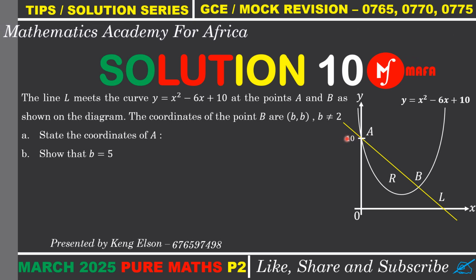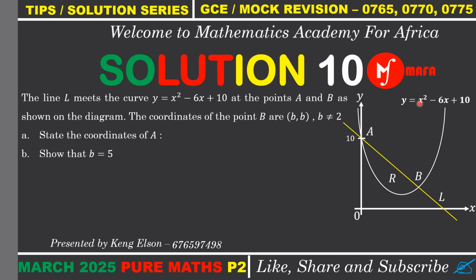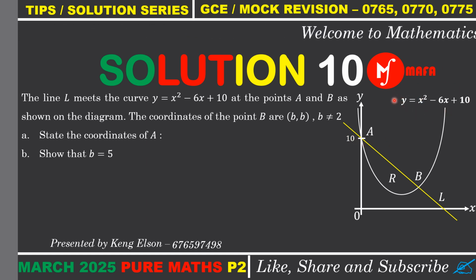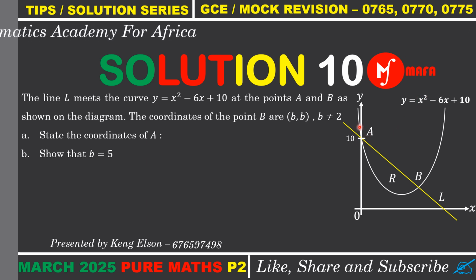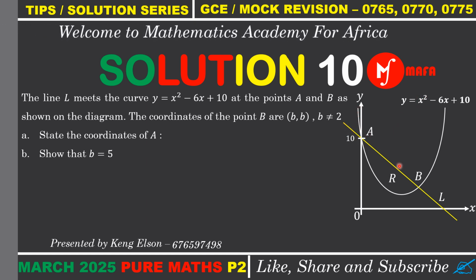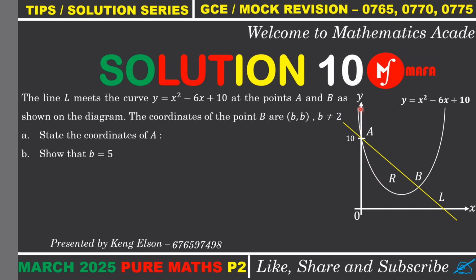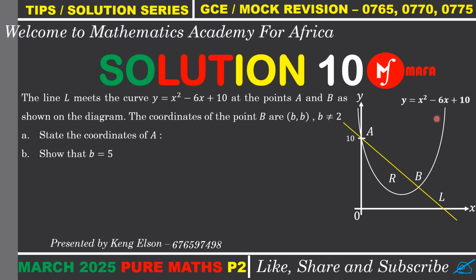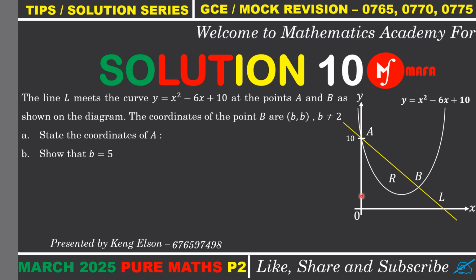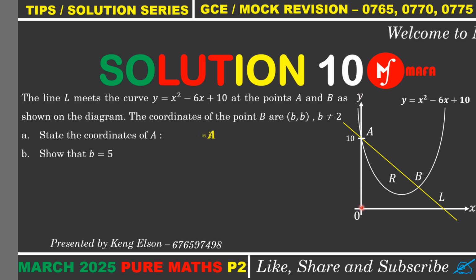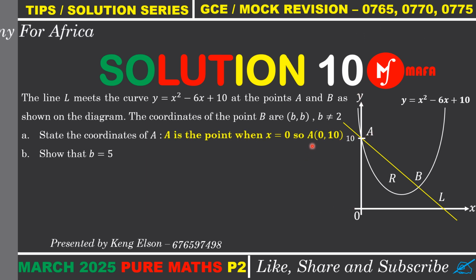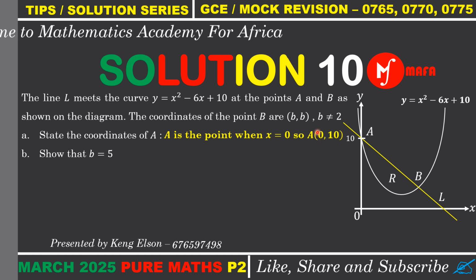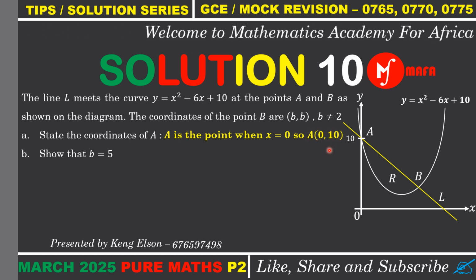Now if this 10 was not indicated to us, we could take the equation of the quadratic and replace x with 0, because the point A is a point of intersection of the line and the quadratic, and it is perfectly on the y-axis. If you replace x with 0, you get a y coordinate of the point A to be 10 and the x coordinate to be 0, because it is on the y-axis. So clearly the coordinates of the point A are 0 and 10: 0 for the x coordinate and 10 for the y coordinate.